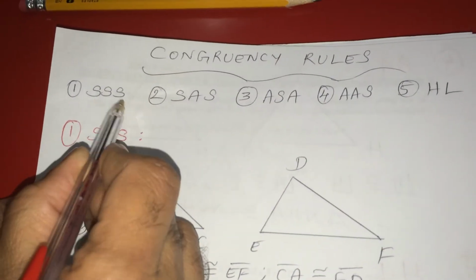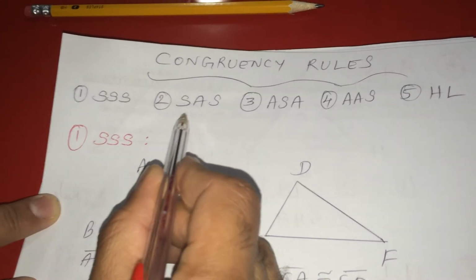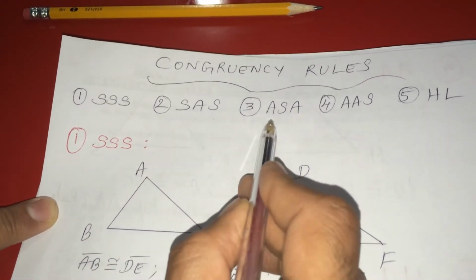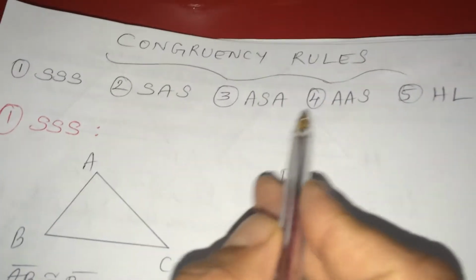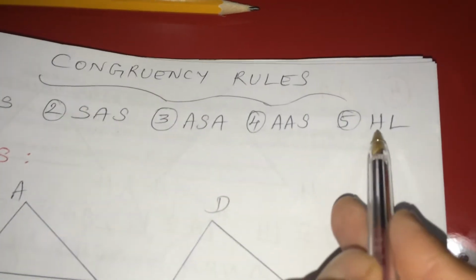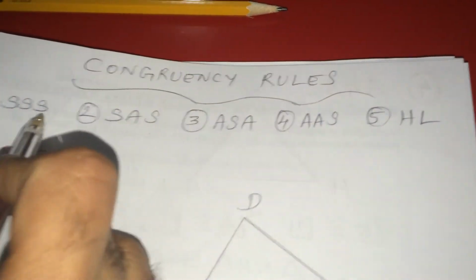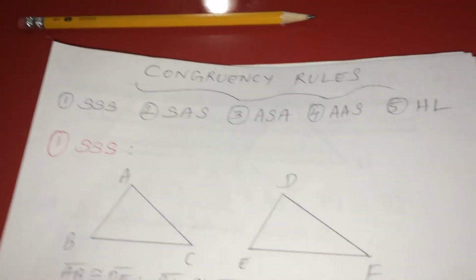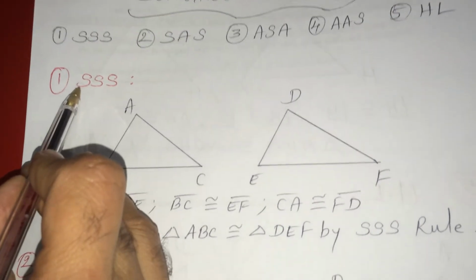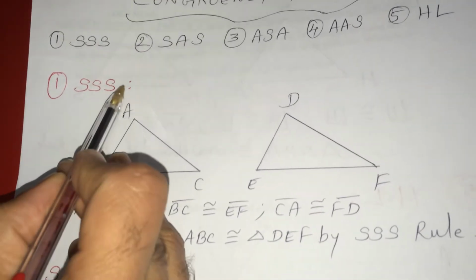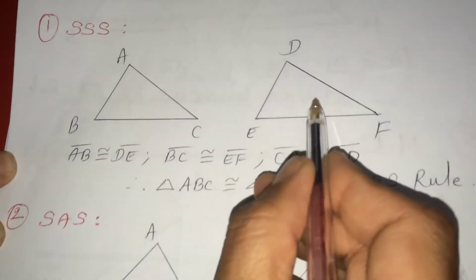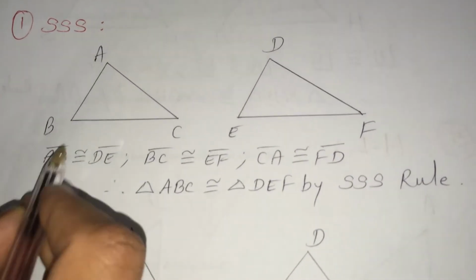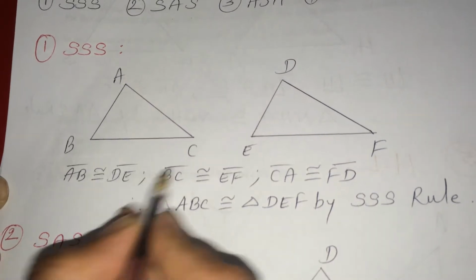First one is triple S, second one is SAS, third one ASA, fourth one AAS, and the fifth one is the HL rule. So what are these rules? Let us see one by one in detail. So first one is the SSS rule of congruency. If you take two triangles, here he is saying AB is congruent to DE.